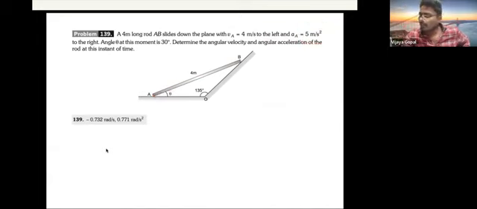When the angle theta equals 30 degrees, they're asking us to find the angular velocity of this rod. Okay. So I'm asking the first question. When the velocity is to the left side, why is the acceleration to the right side? Can you tell? Why is the acceleration to the right side?